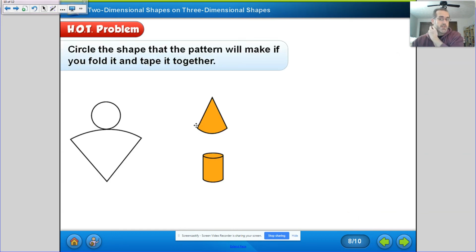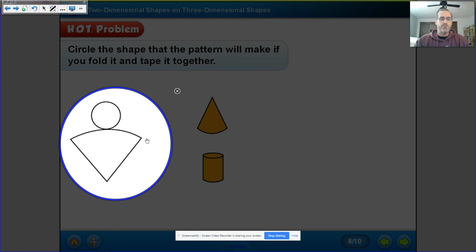Now, let's look at this one. This one's a thinker right here. We got these hot problems here. That means I'm glad we warmed this thing up because we're going to need it. We don't want to burn it out. You got to warm it up, you know. Okay, it says circle the shape that the pattern will make if you fold it and tape it together. So if we were going to take this right here, fold it up and then put tape on the edges, what would it look like?